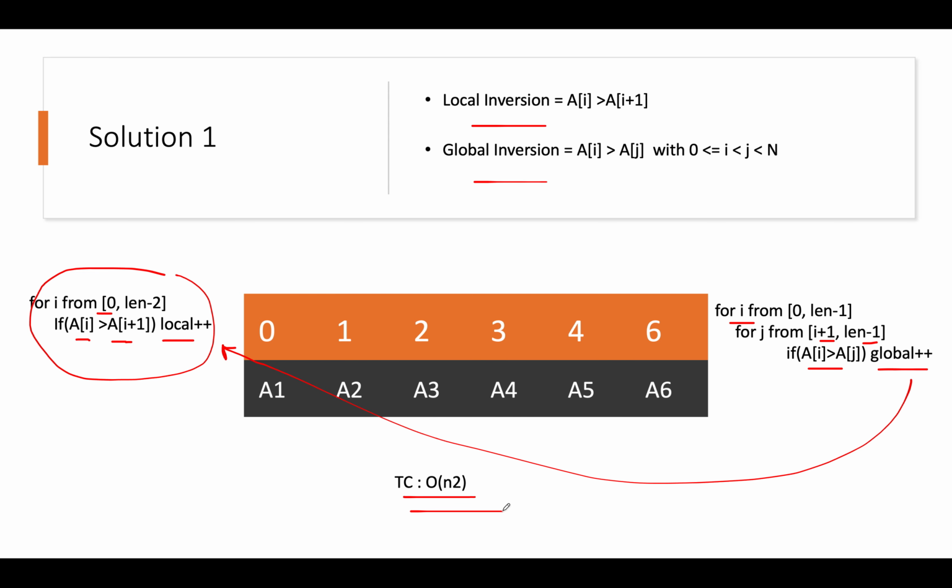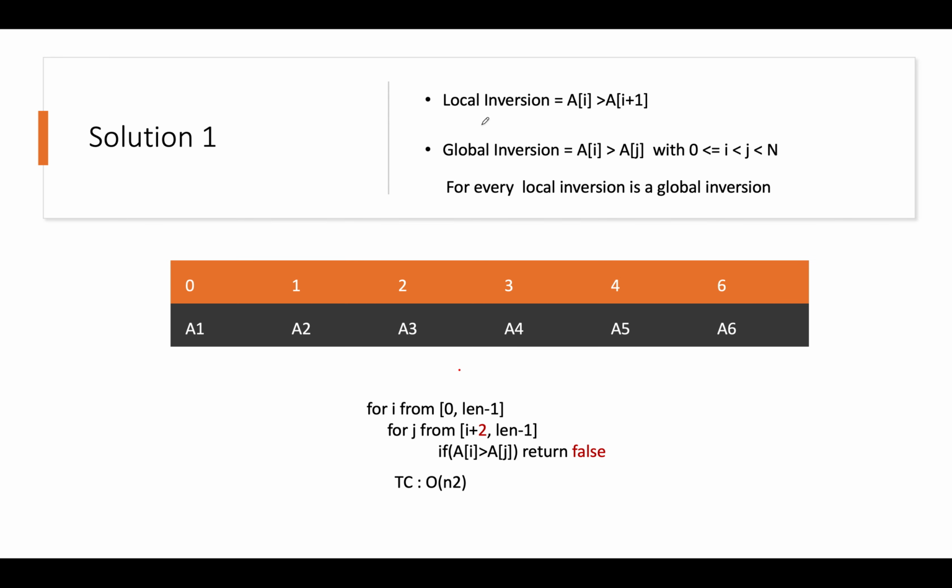The answer is yes. If you read the description of the problem, you'll understand that every local inversion contributes to a global inversion. So let's talk about how. a of i is greater than a of i plus 1, and a of i is greater than a of j, provided j is greater than i. So for j equal to i plus 1, this exactly becomes the definition of local inversion. Hence, we can say that every local inversion is a global inversion.